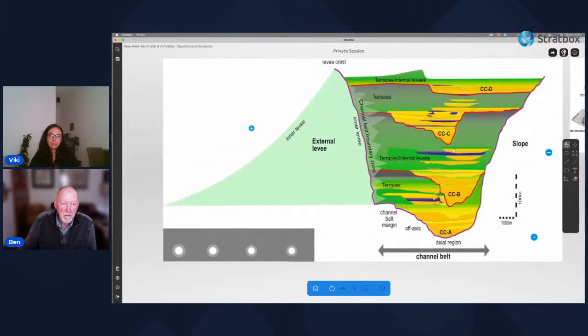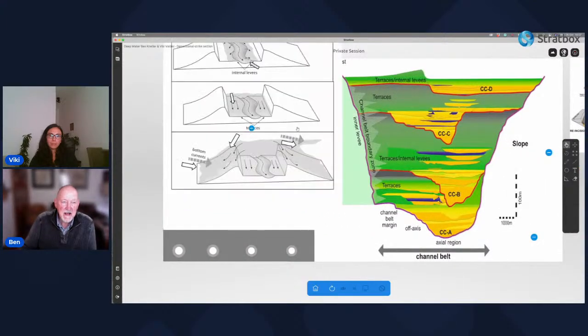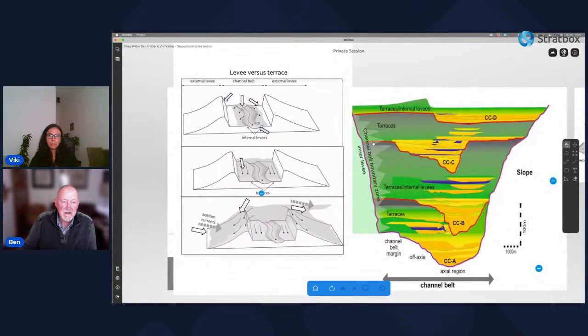Now, the difference between terraces and internal levees is basically determined by whether the overspilling turbidity currents actually reach the confinement of the channel belt. And if they do, then it produces flat terraces. And if they don't, it produces these internal levees. And where the flows are big enough to overtop that confining surface, whether it be an erosion surface or levees, then it builds up these larger levees, which may subsequently be modified by bottom currents.